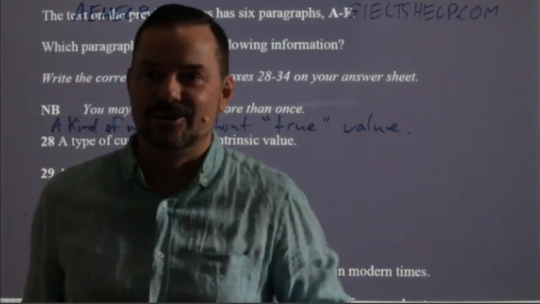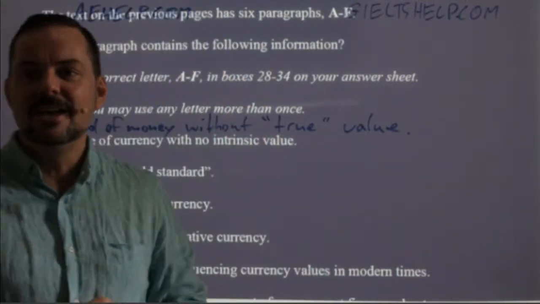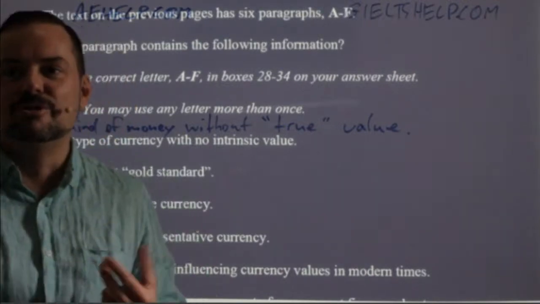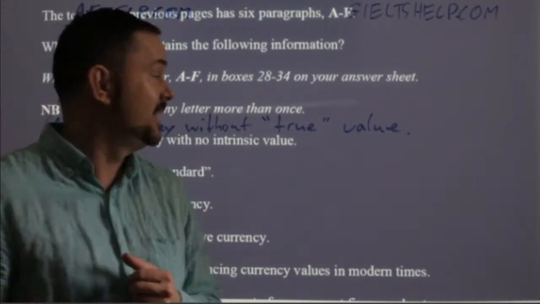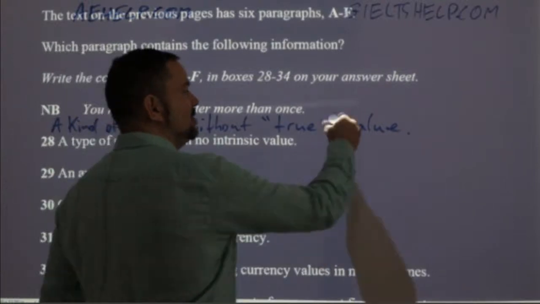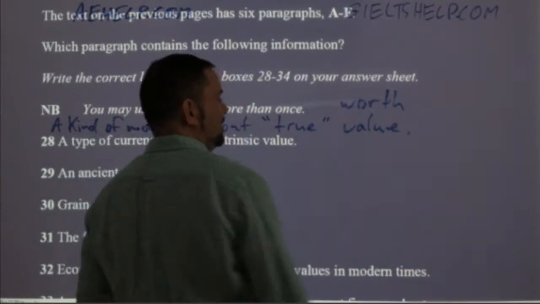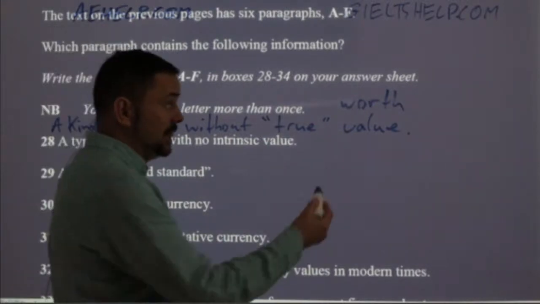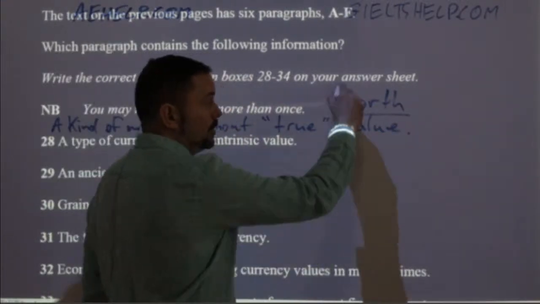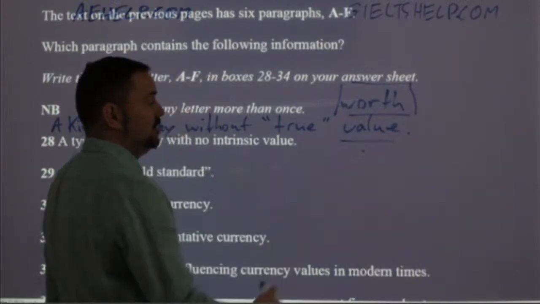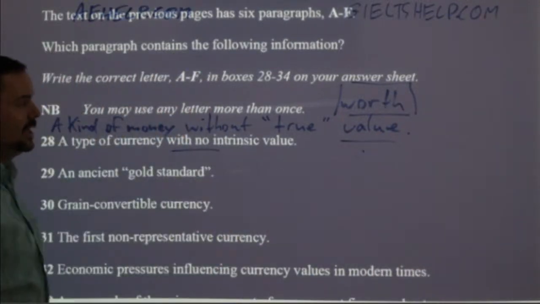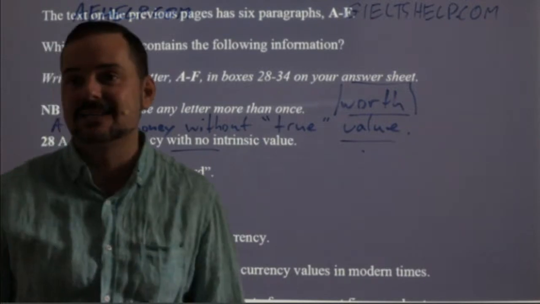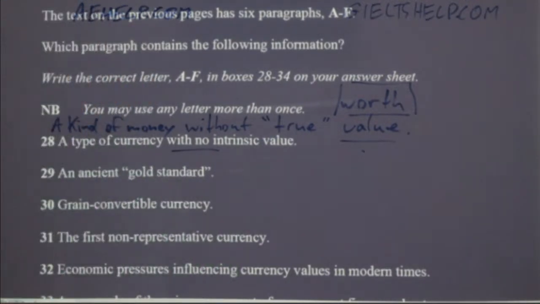Okay. Yeah, Janelle says a type of money with no true price or no true worth, right? So instead of value, you could use the word worth if you're really wanting to replace every single word. And that's a good paraphrase, because you might see the word worth and you might not see the word value when this answer is explained in the passage. Absolutely. Okay. All right.